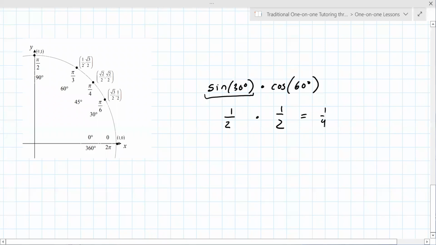Okay, so let's try another one here. How about the tangent of 45 degrees times the cosine of 0 degrees?